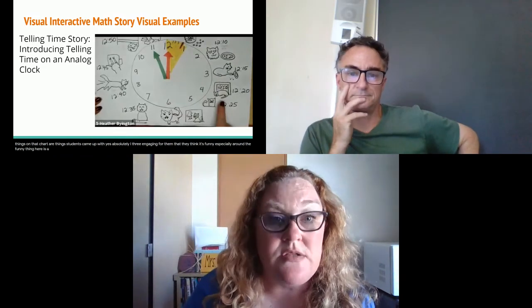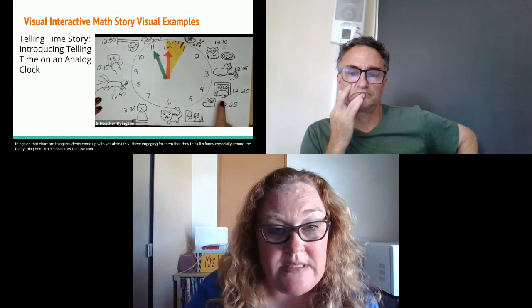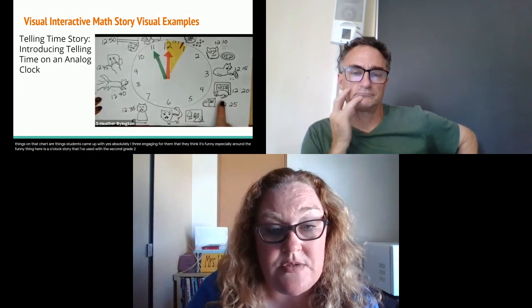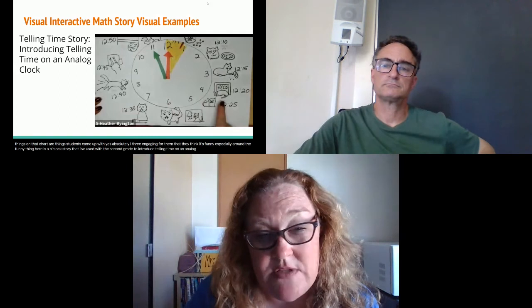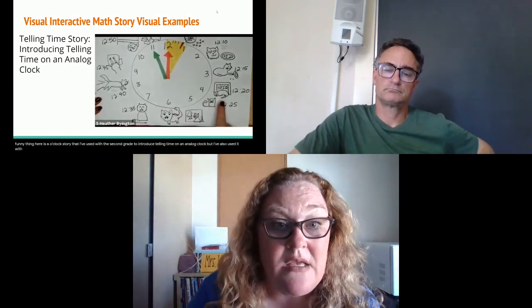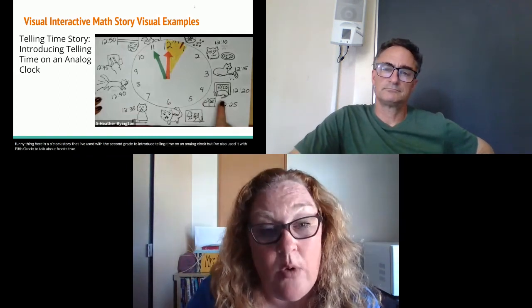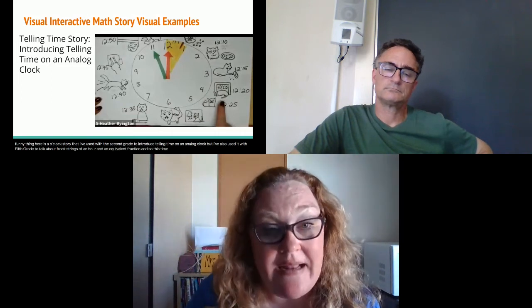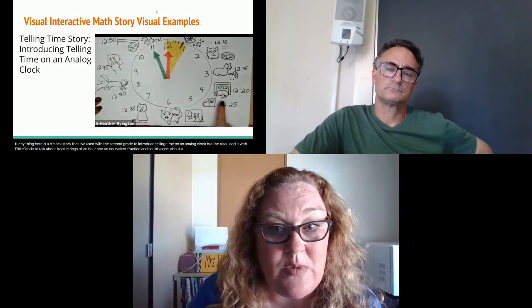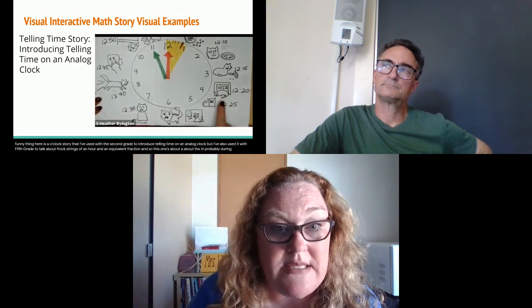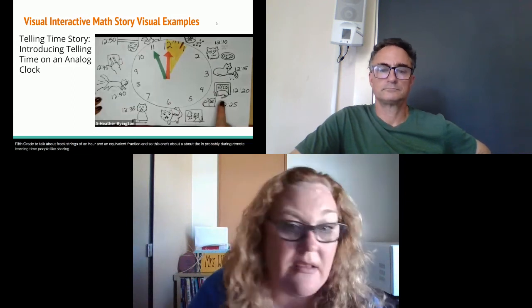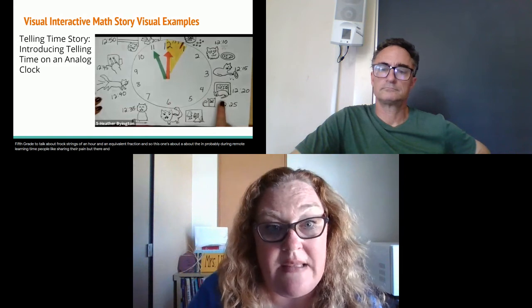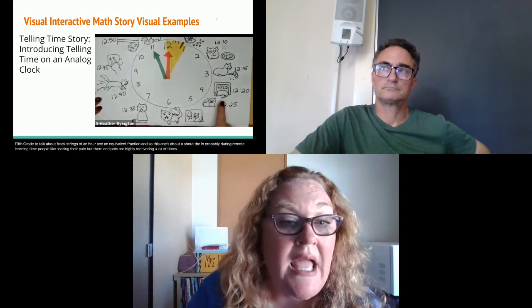Here's a clock story that I've used with 2nd grade to introduce telling time on an analog clock, but I've also used it with 5th grade to talk about fractions of an hour and equivalent fractions. And so this one's about a cat. I found that students really like, as we've all seen probably during remote learning time, sharing their pets, and pets are highly motivating a lot of times and engaging. And so this is about a cat.